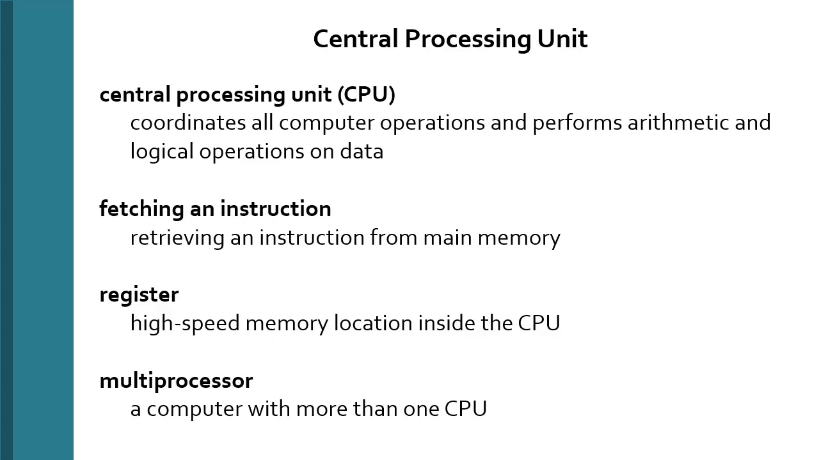All right, a little bit more just about the CPU. The CPU is the one that does all of the operations on the data, so it needs to fetch the instruction and the data from main memory in order to process the information. It uses registers to do this. These registers are very high-speed memory that are located inside the CPU. And a computer that has more than one CPU is a multiprocessor computer.